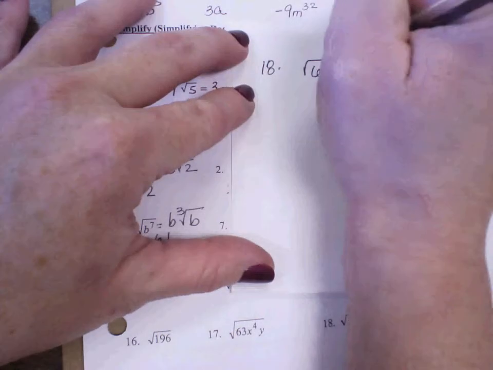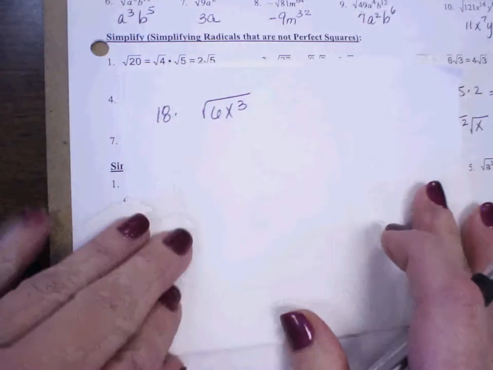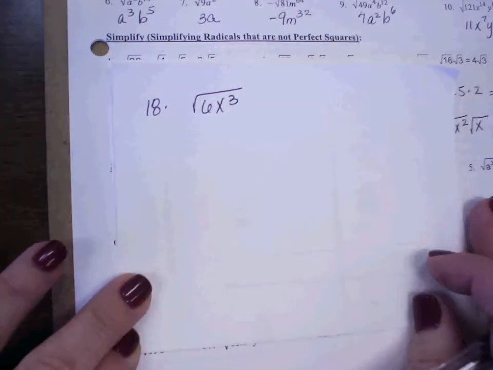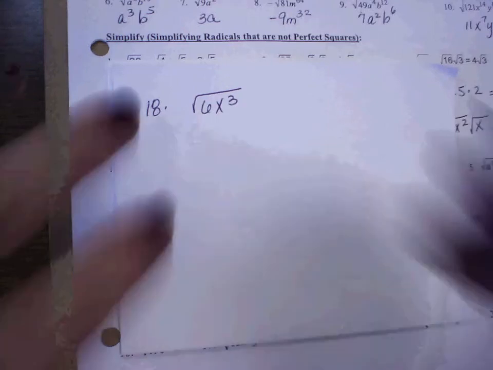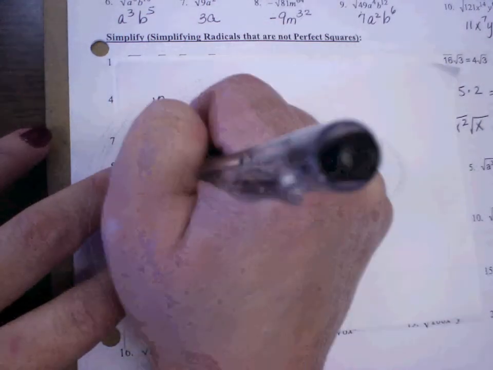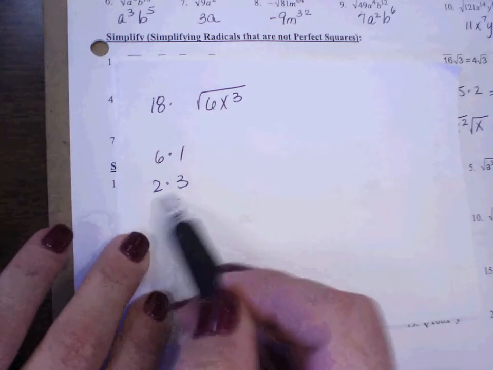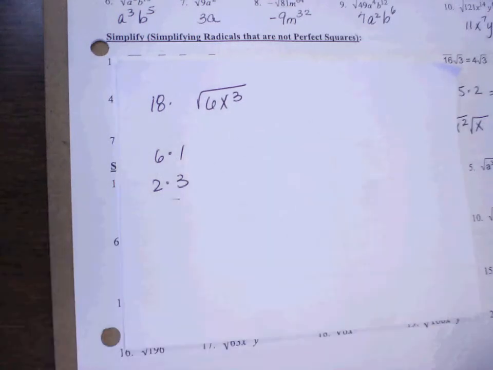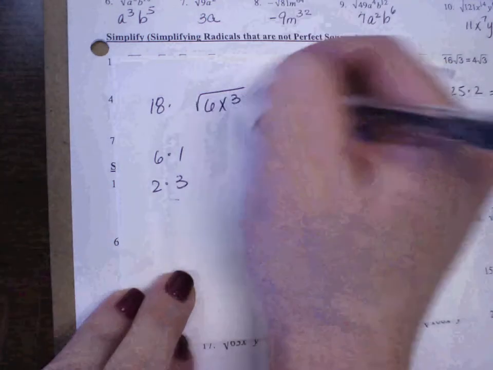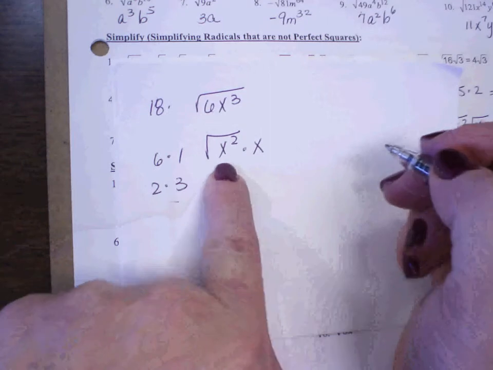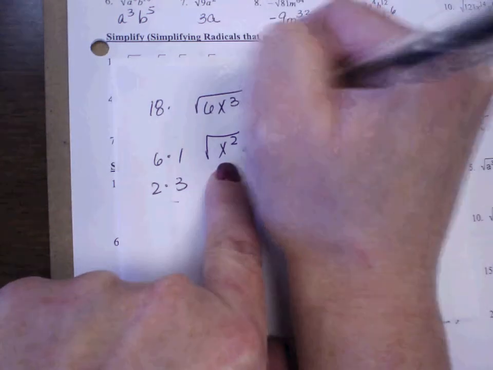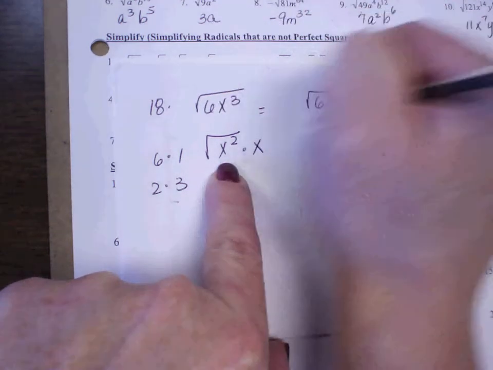All right, let's do 18. The 18 is only 6 times 1 and 2 times 3, right? And none of those numbers are perfect squares, right? 6 times 1 and 2 times 3. Do you have any perfect squares over here? No, so that means that 6 needs to stay inside, right?